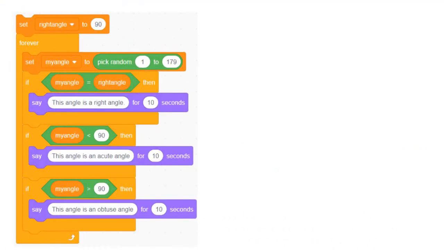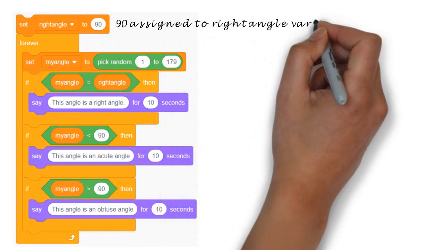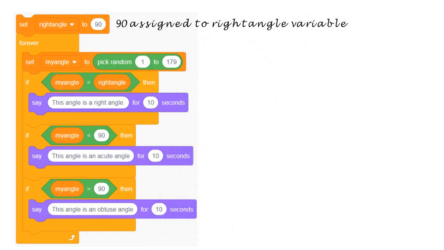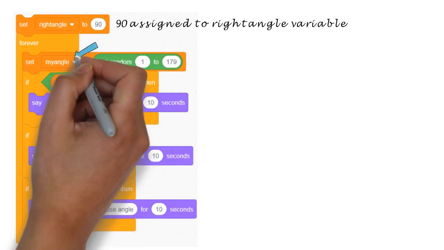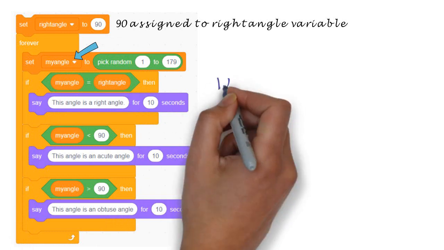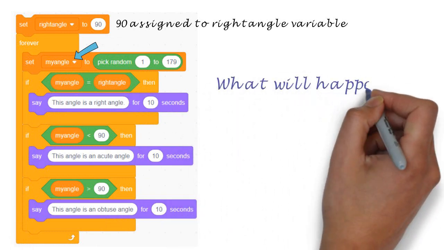Take a look at this example. If you need to work with a right angle, then you might store it within a variable and you might call it right angle, and you would assign the value 90. This would be constant as that value needs to stay the same. Right angles can't suddenly become greater or less than 90 degrees, they'll always be 90 degrees. However, the value of my angle will change with every loop, as its value is created by generating a random value between 1 and 179.